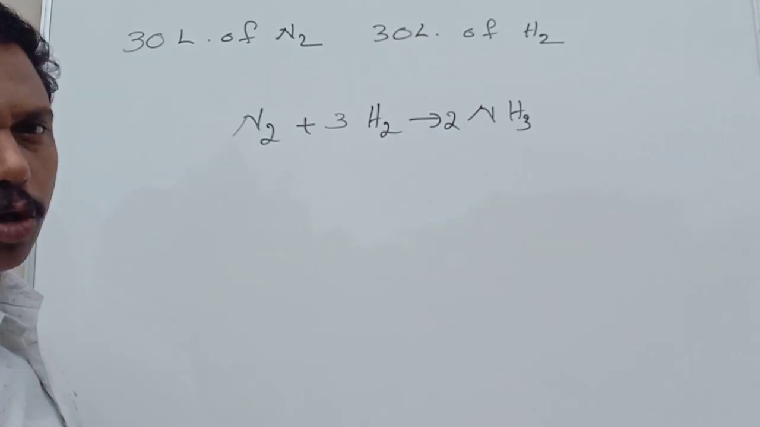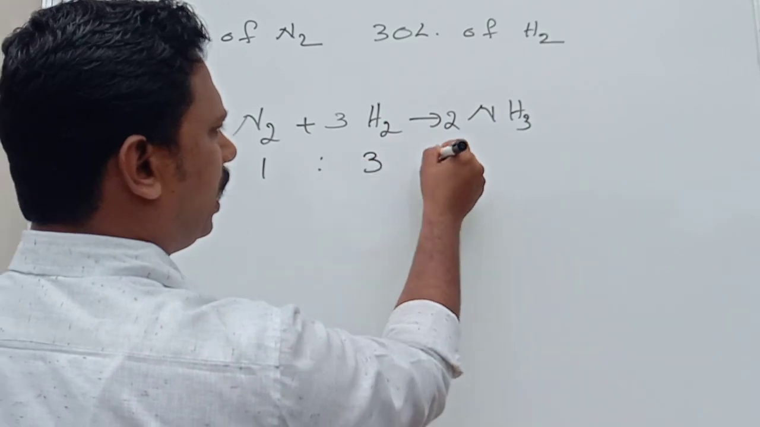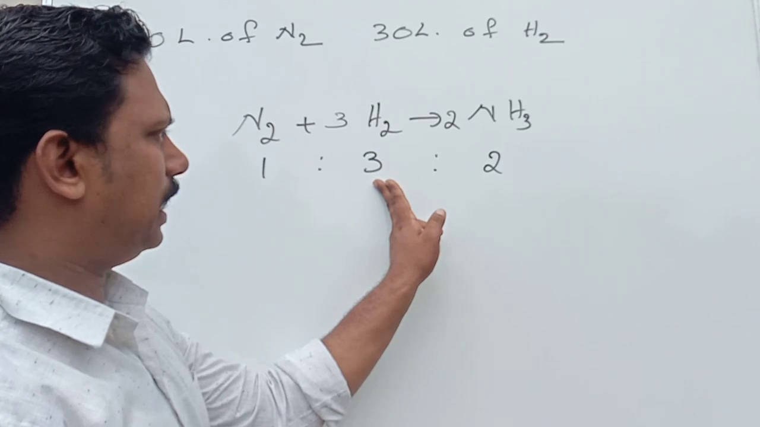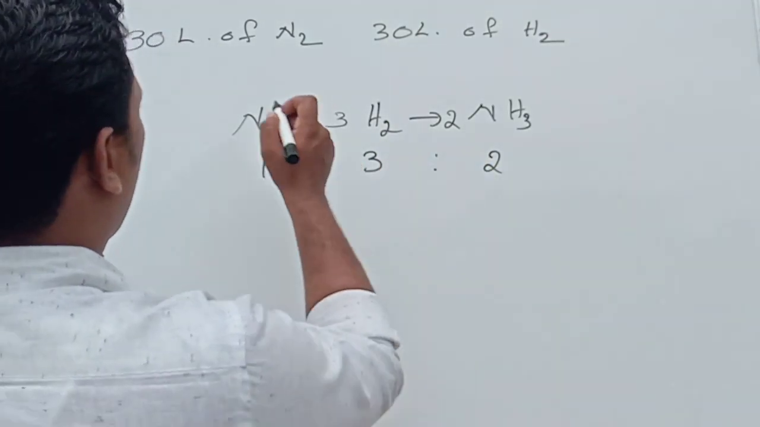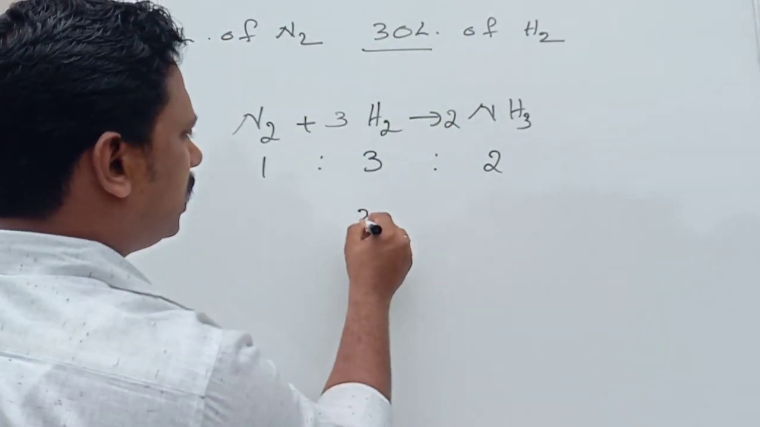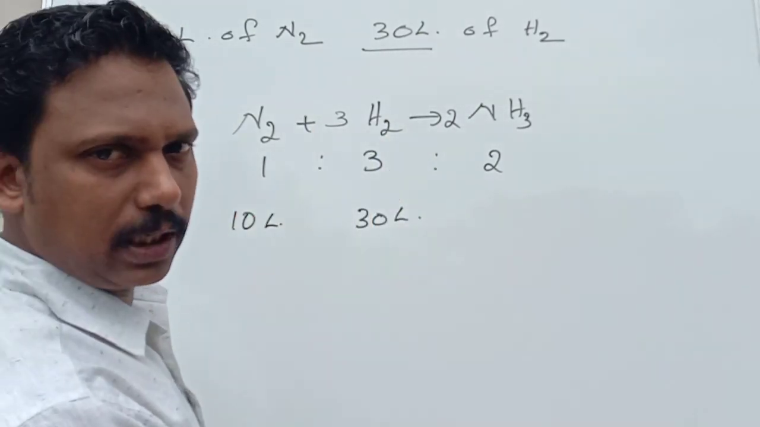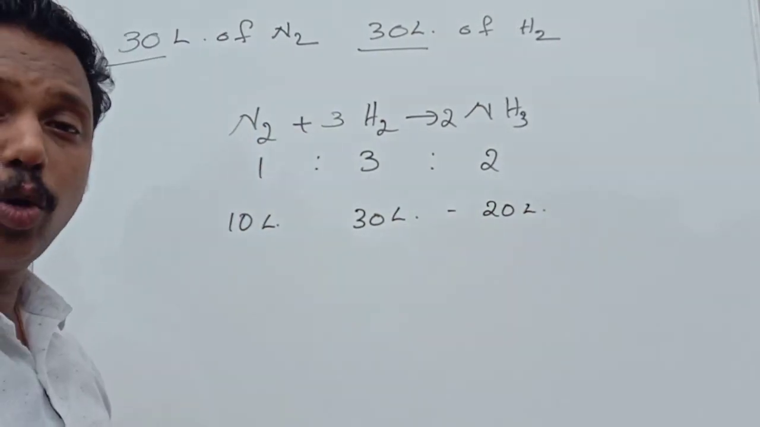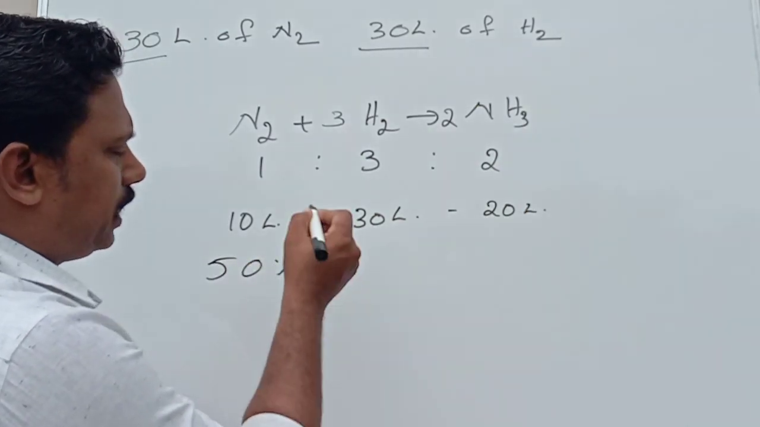So the mole ratio or the volume ratio is 1:3:2. So if 1 liter of N2 combines, it combines with 3 liters of H2 and it forms 2 liters of NH3. Right here you have 30 liters of N2 and 30 liters of H2. So if 30 liters of H2 is reacting, then only 10 liters of N2 has to react along with that, and that forms only 20 liters of NH3. This is the normal case, but here it is mentioned that only 50% is the yield.